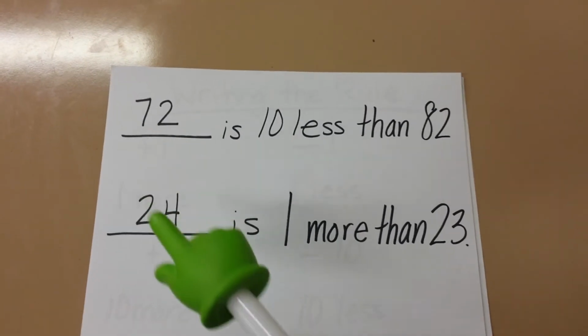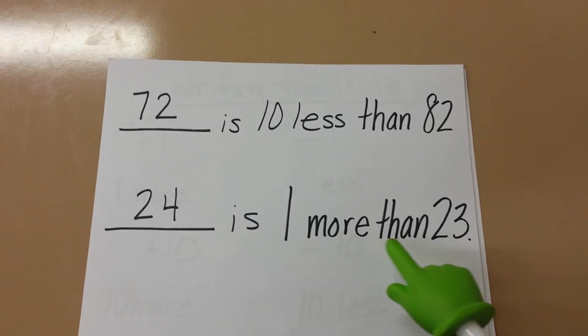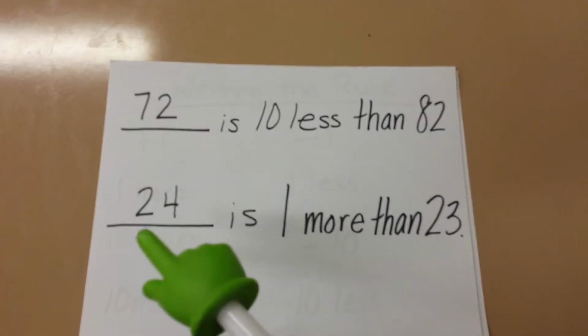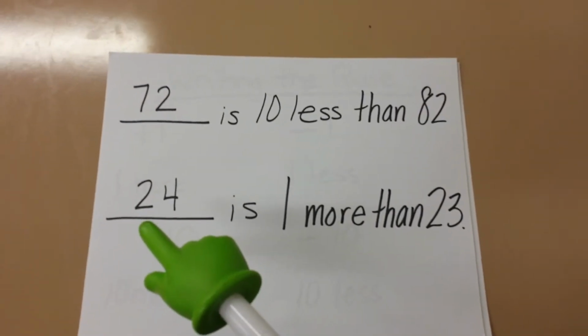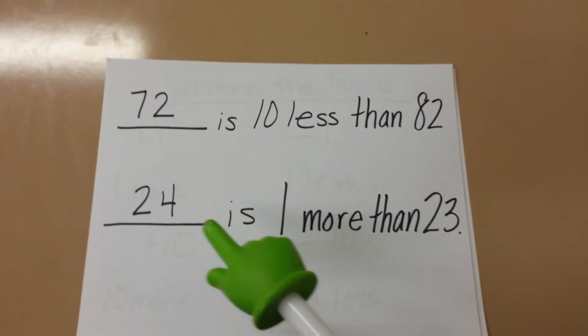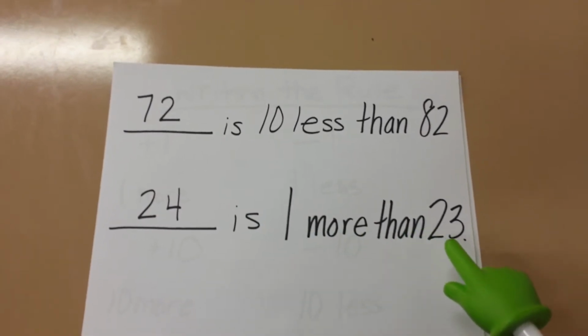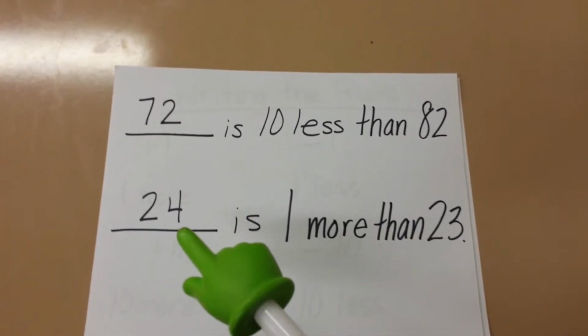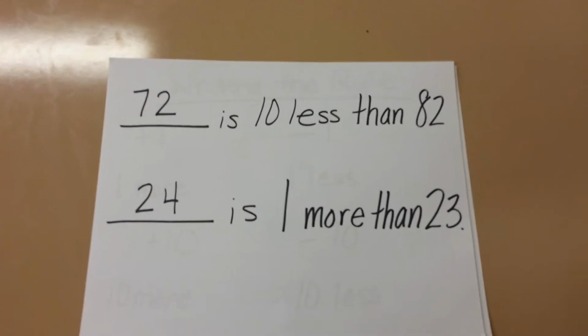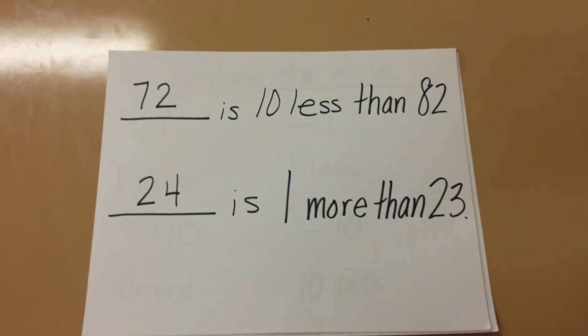in our tens place. Blank is 1 more than 23. So you can see, we know 1 more than 23 was 24. We only moved our ones place.